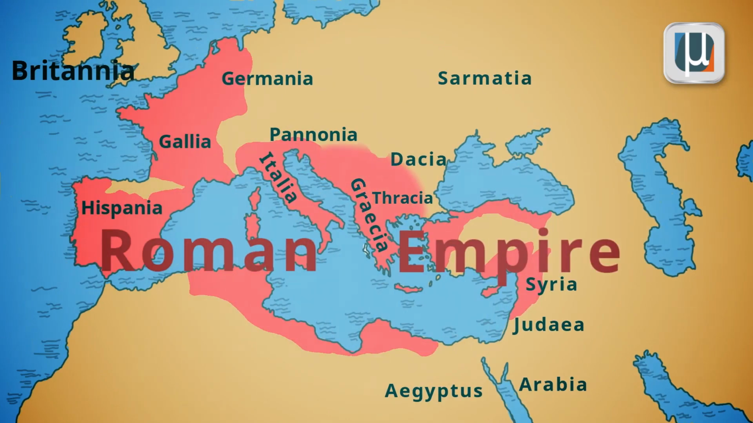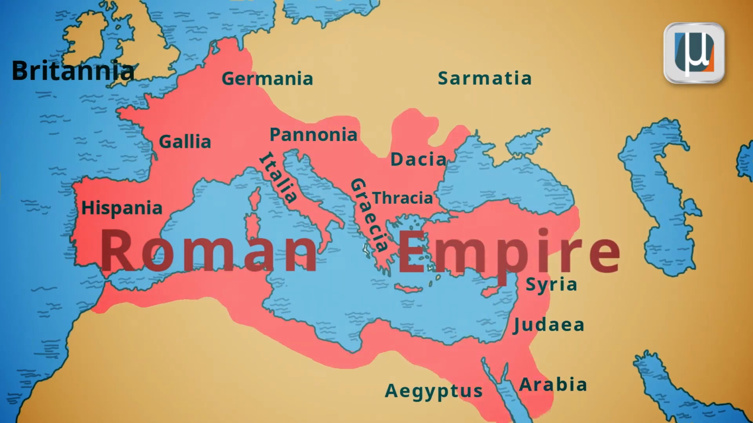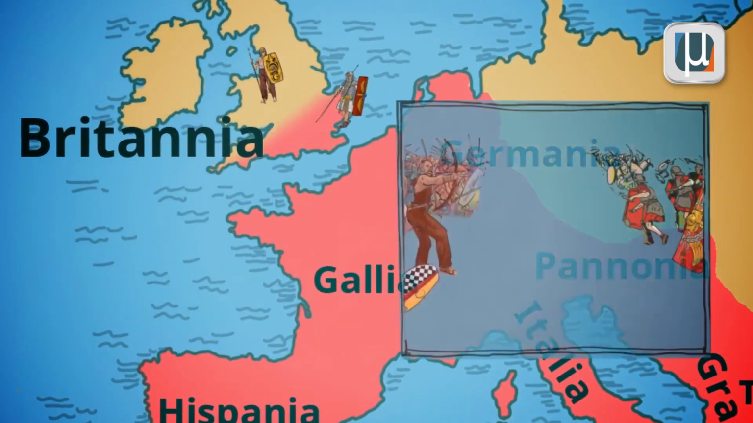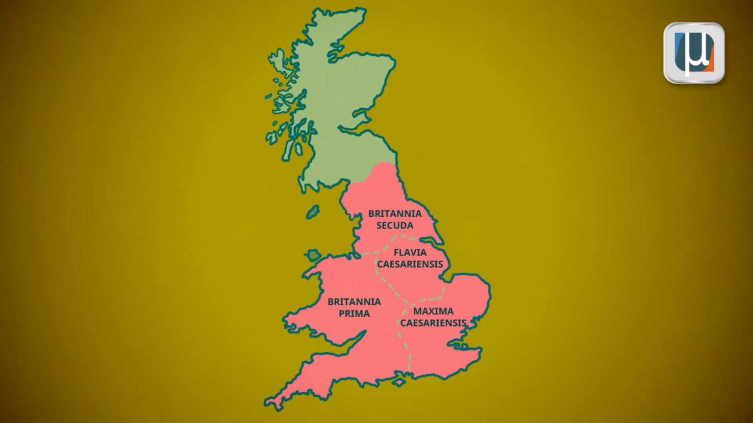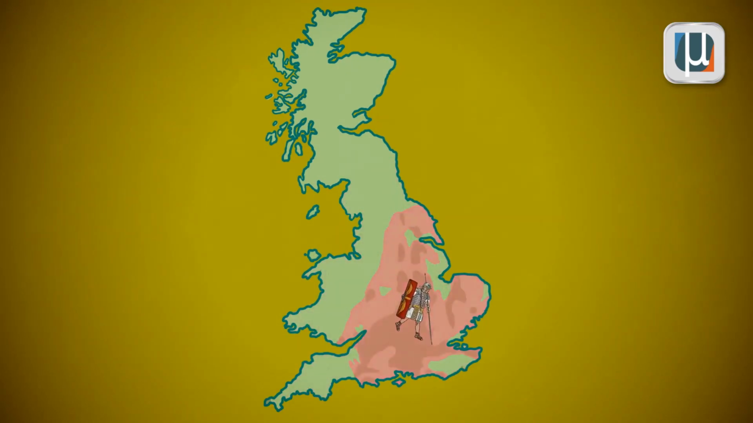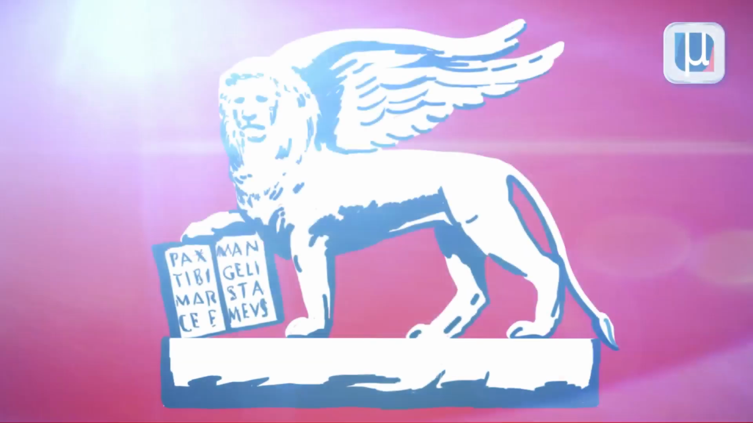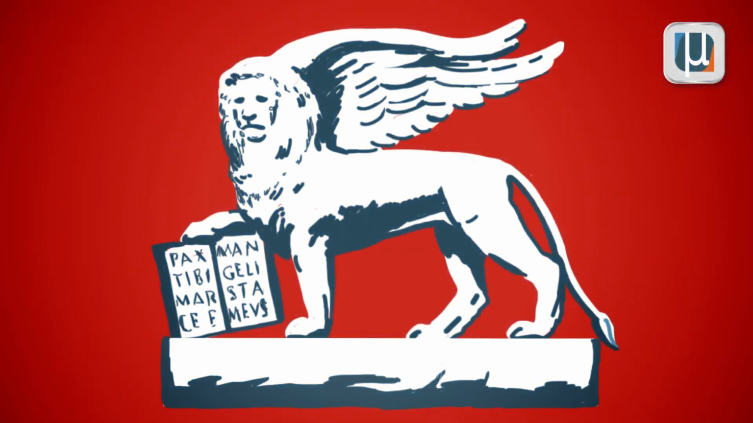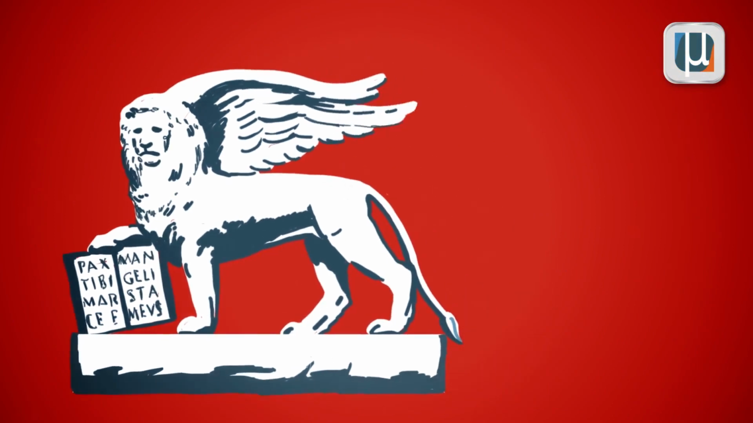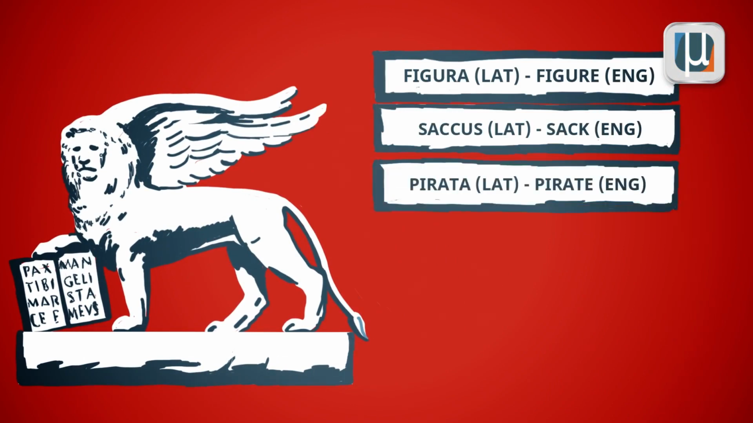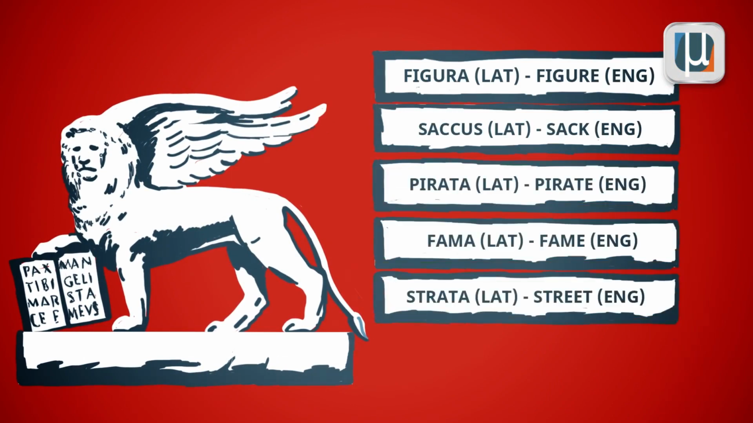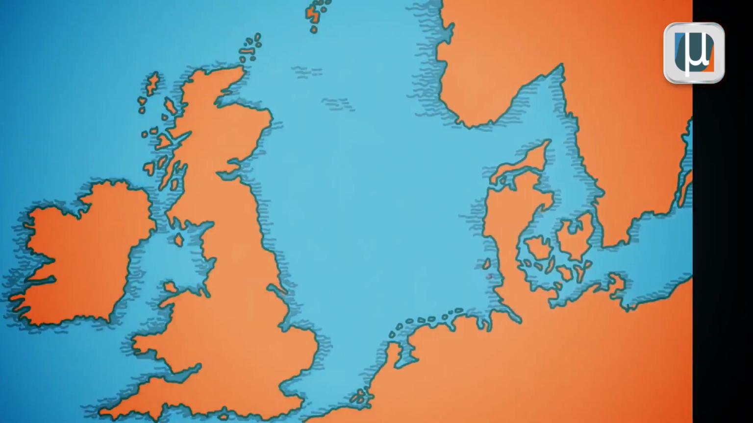In the middle of the 1st century, the Roman troops invaded the southern part of England and within the next century managed to occupy the major part of the British Isles. England was colonized by Rome and divided into several provinces from 43 to 410 current era, when decline of empire led to withdrawal of Roman troops. Some Latin influence on language and names resulted. Words of Latin origin in English are figure, sack, pirate, fame, street, wall, and many others.